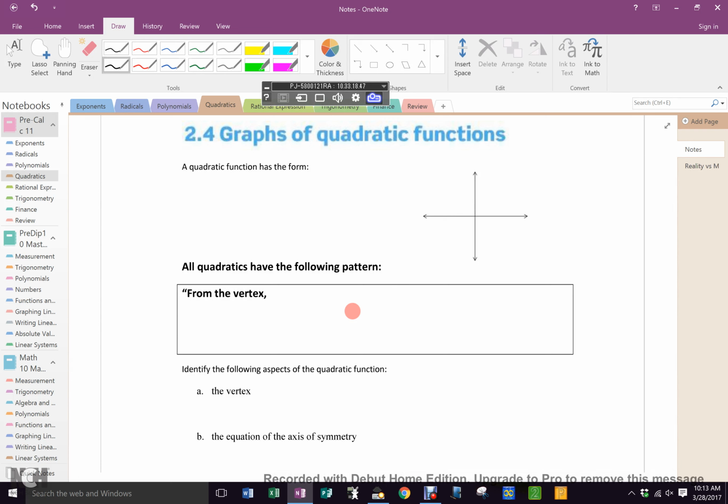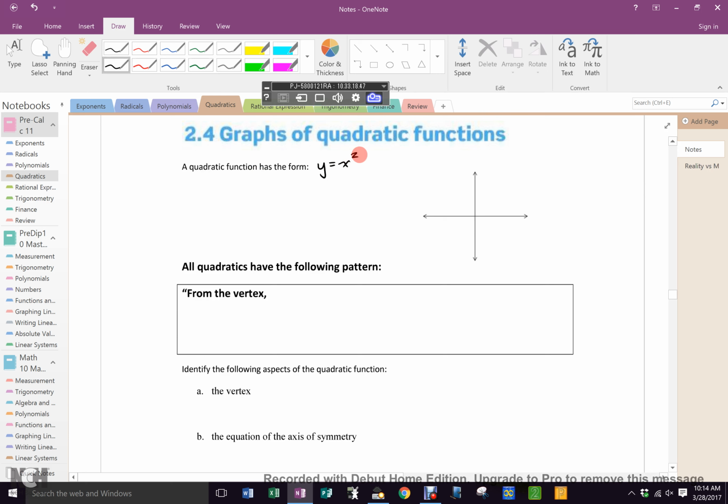What is it in an equation that makes it quadratic? What is the one thing you must have? Squared. Something squared. Okay? So the easiest quadratic to use to show you guys how this works is y equals x squared. That's the simplest one.